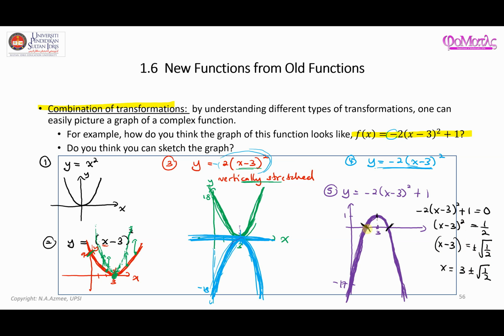So this point here is actually, let me just write over here, 3 minus the square root of 1 over 2. That's the point, and the point here is 3 plus the square root of 1 over 2. Okay, so these are the important points that should be labeled when you sketch your graph.